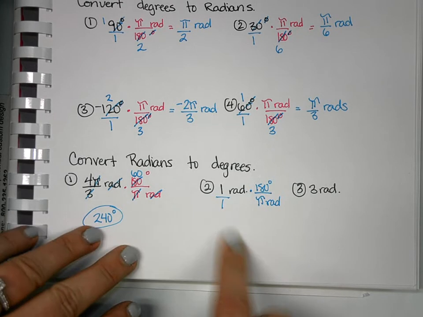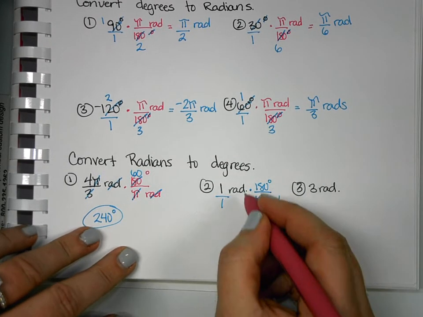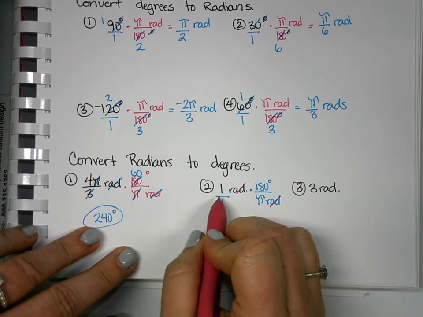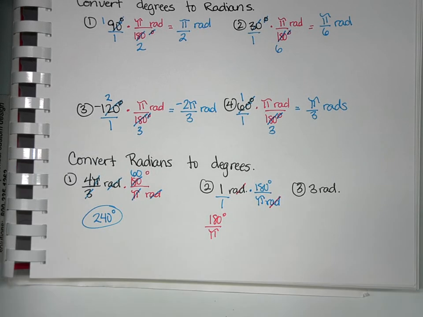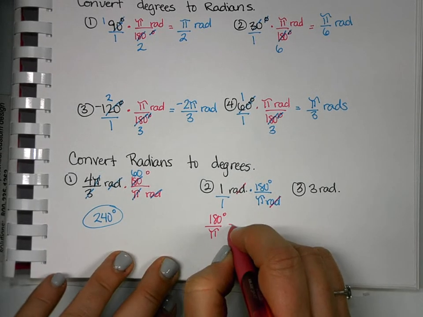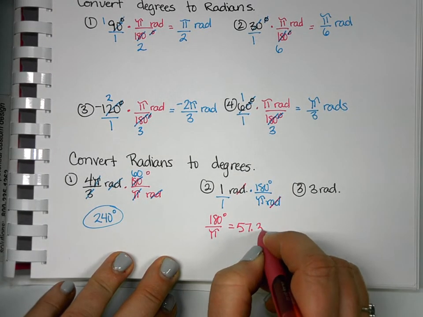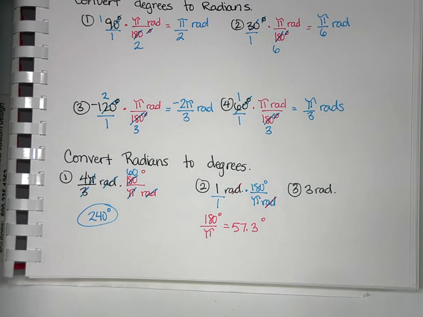So when we do this, we still will cross cancel the radians. And so when we multiply, we end up with 180 over pi degrees. So this is where we want to go to our calculator and actually get the decimal. We would figure out what is 180 divided by pi, and I would use the pi button as opposed to 3.14 because you'll get a more accurate answer. So when you plug this in, this is 57.3 degrees, and I'm rounding to the nearest tenth.